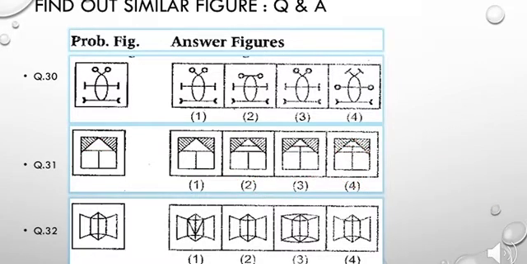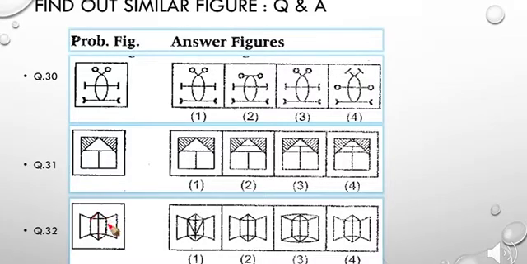Let's go to the next question. In question number 32, we see a design in the problem figure which needs to be similar to any one of the answer figures. So let's check carefully the design. We can see at the center there is a design and there is a line here.